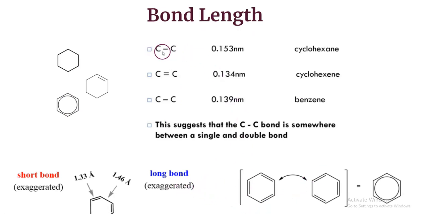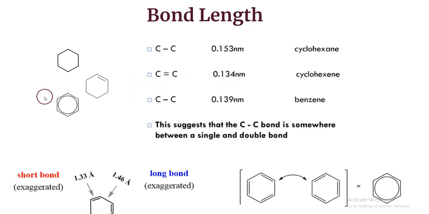So a regular carbon-carbon single bond is 0.153 nanometers in the case of cyclohexane. Cyclohexane is an alkane, a cyclic alkane, and the carbon-carbon bond length in this is 0.153. Now, a carbon-carbon double bond length is 0.134 nanometers in cyclohexene. This is an example of cyclohexene, which is of course an alkene, a cyclic alkene. Here the carbon-carbon bond length is 0.134 nanometers.